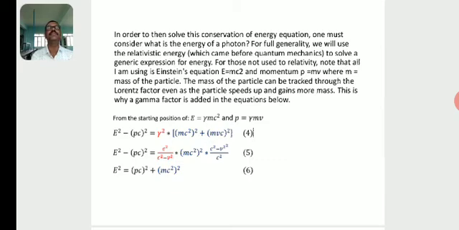From the starting position of E = γmc² and p = γmv, E² − (pc)² = (γ²m²c⁴) + (m c²)². Let this be equation number 4. E² − (pc)² = c²/(c² − v²) ... (mc²)², so E² = (pc)² + (mc²)².